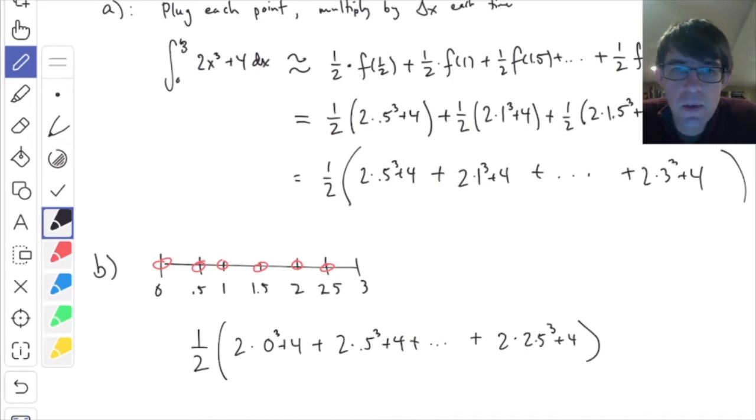All right? If you've already done the right endpoints, you will be able to immediately write the answer for the left endpoints. Change the numbers around. Any questions about that one?